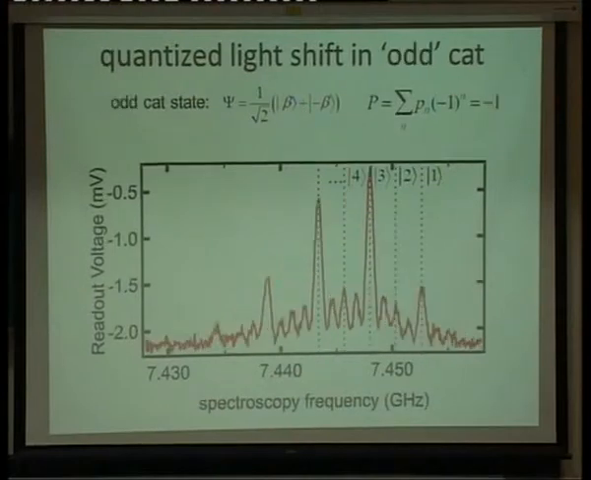If you put a minus sign there, then you should only get 1, 3, 5, 7 photon states, and it works. So that's some indication that, if you had an incoherent mixture, you would get both. So that's some indication that it's a coherent cat state.